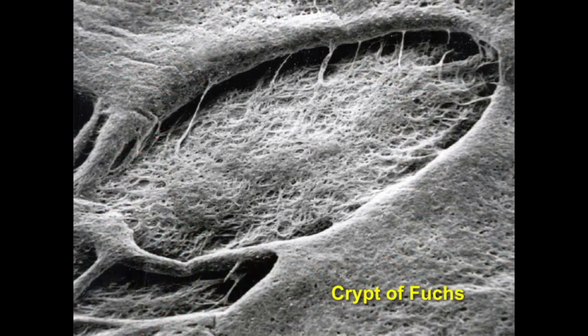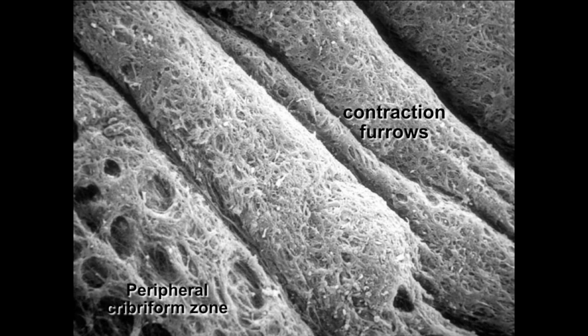A large crypt is seen under higher magnification in this photo. Contraction furrows that form during pupillary dilation or mydriasis are found in the peripheral iris. Individual furrows extend only a clock hour or 2, and their ends interdigitate. Contraction furrows in the thin peripheral cribriform zone of the iris are seen in this scanning electron micrograph.